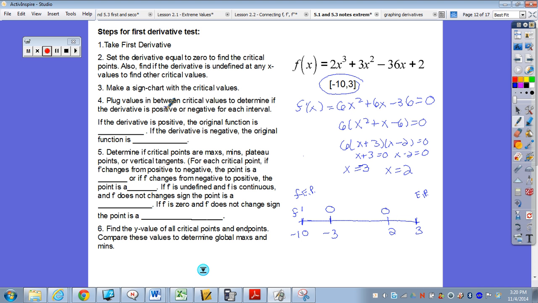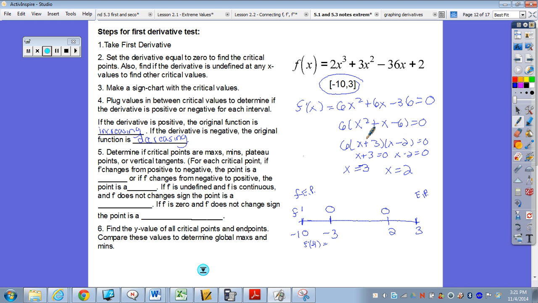So you're going to plug values in between critical values to determine if the derivative is either positive or negative for each interval. If the derivative is positive, the original function, again, we said was increasing. And if the derivative is negative, the original function is decreasing. So you can pick any value between negative 10 and negative 3, and you're going to plug it into the derivative because I want to know if the derivative's positive or negative, because if it's positive, my function's increasing. If it's negative, my function's decreasing. It doesn't matter what value. I'm just going to try like f prime of 4, or sorry, negative 4.